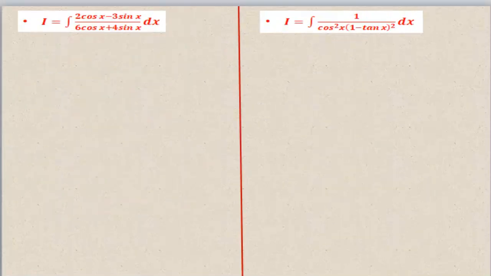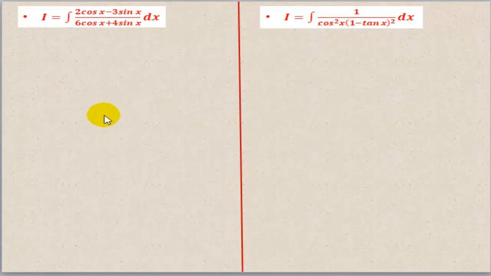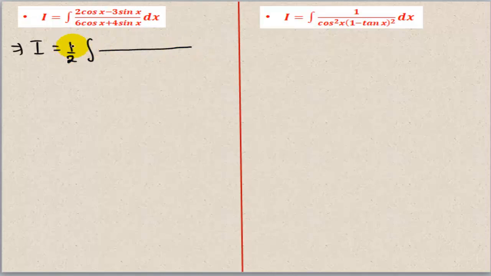Exploring some more examples based on substitution method. See this one. Just first locate if there is some relation between numerator and denominator or not, and whether one of them can be used for substitution so that the remaining can be its derivative. Now if you see in the denominator there is a common factor. That common factor is 2. So if I take 2 common from the denominator it reduces to 3 cos x plus 2 sin x, and the numerator is 2 cos x minus 3 sin x.